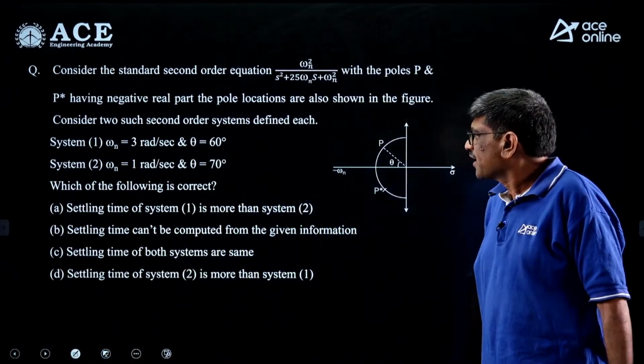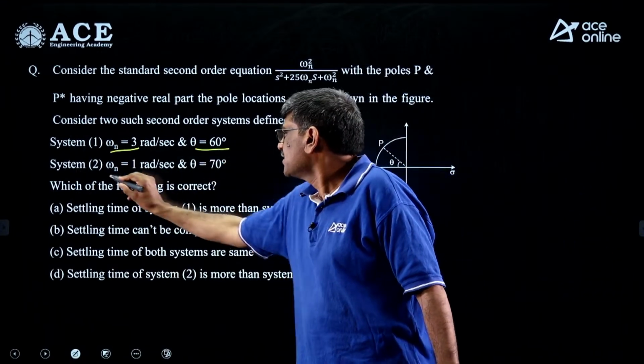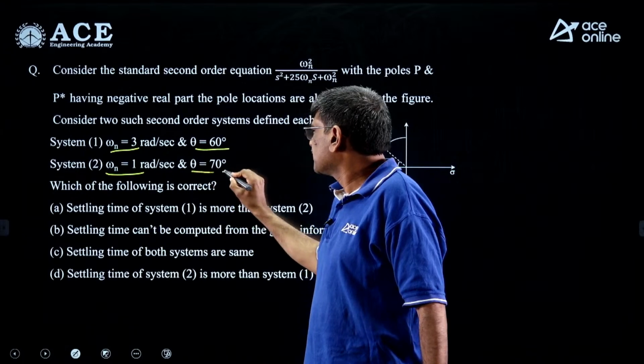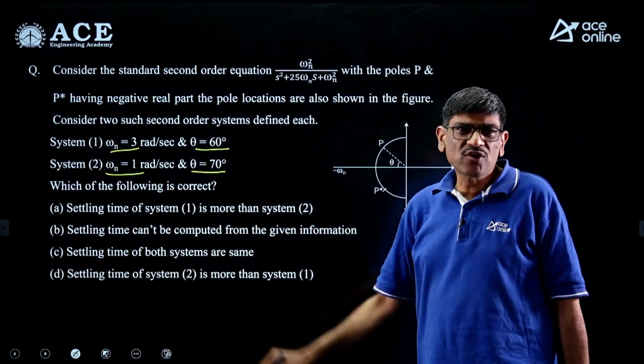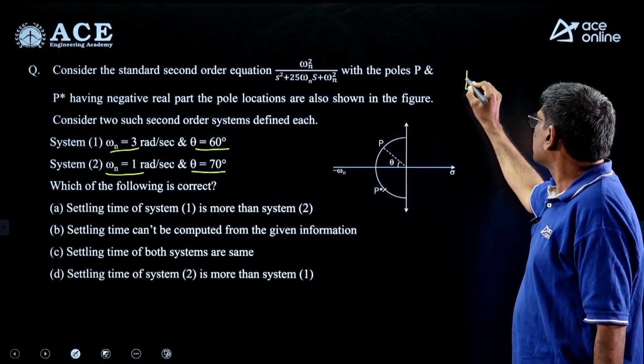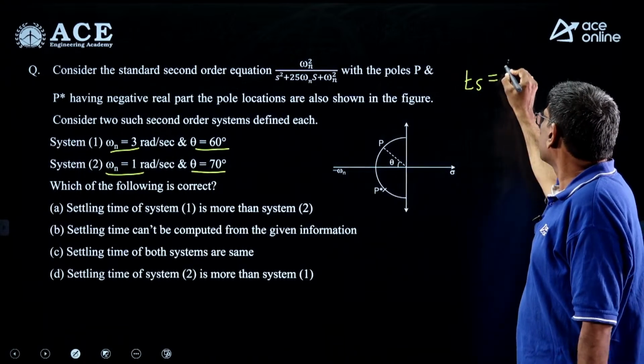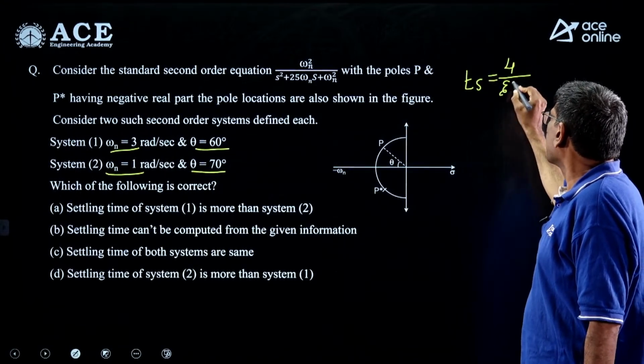Next, here you are given 2 systems: omega n is 3 and theta 60 for one, and omega n 1 and theta 70 for the other, and the question is related to settling time. As you know, the formula for settling time, with the default 2% criterion, is 4 by zeta omega n.